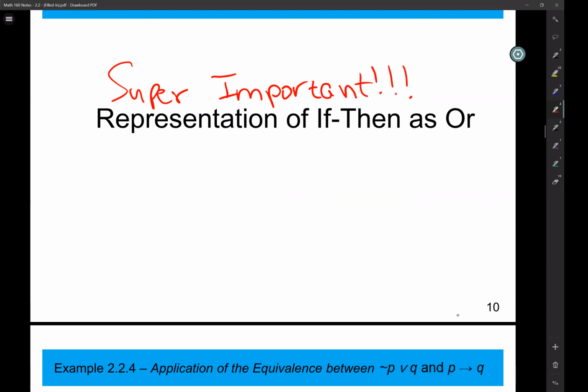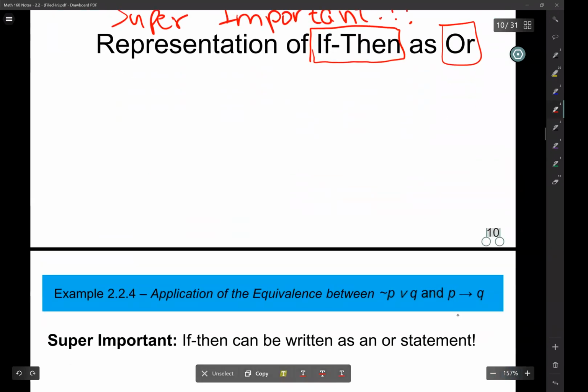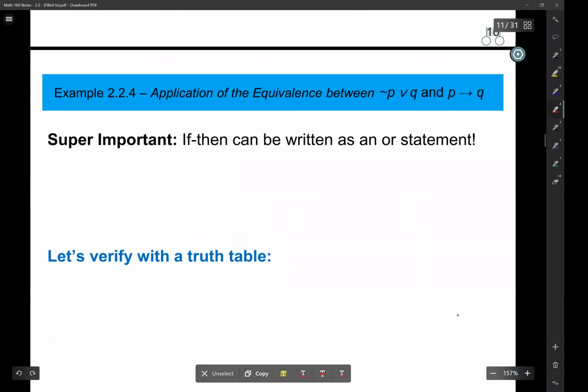A lot of times working with if-then is actually kind of hard on problems that we want to do, so it's better to use the equivalent statement with or. Again, I wrote super important: if-then can be written as an or statement. So the big idea, and you can put this in a big box so that you remember what's really important, is that P implies Q, if P then Q, is logically equivalent to not P or Q.